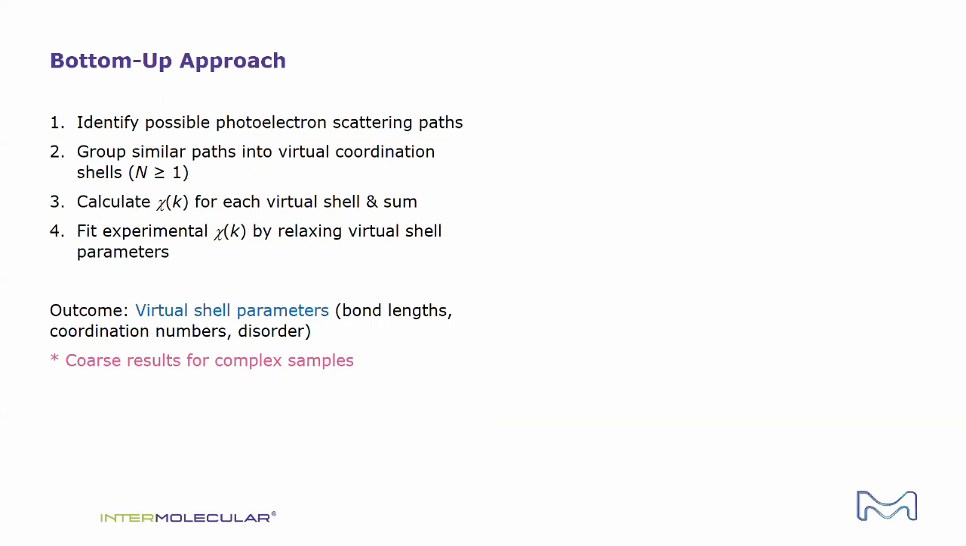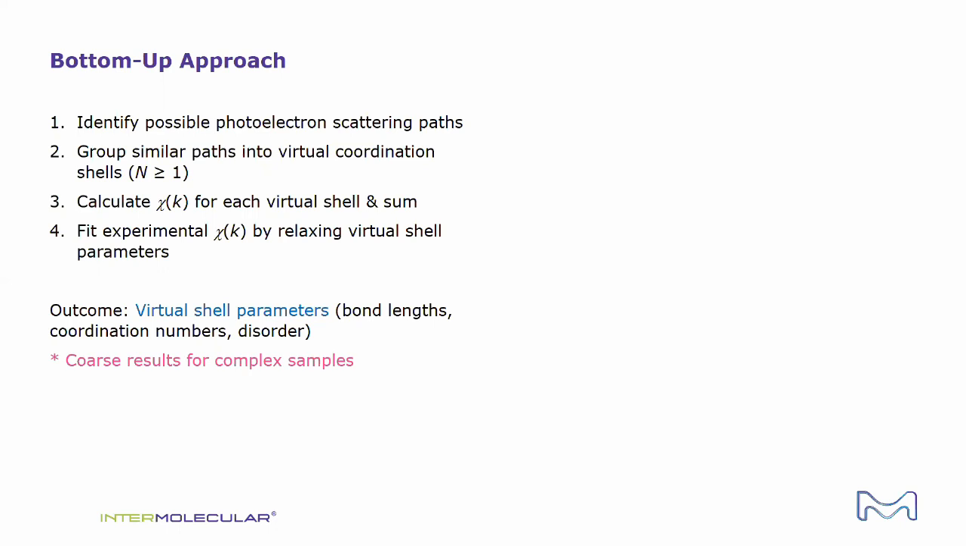What I just described is what I think of as a bottom-up approach to XAS analysis, where we start off by identifying some potential photoelectron scattering paths. Then, if we have to, we group those paths together into virtual coordination shells. These shells are nice if we have something with really high symmetry, like an FCC metal, because we do have true degeneracy for, say, 6 or 12 atoms that all have the same symmetry relationship to the absorbing atom.